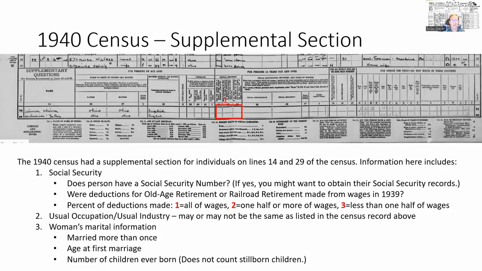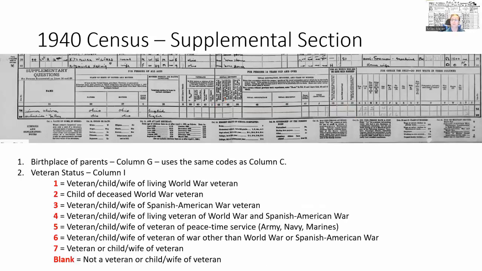And the usual occupation and industry would be indicated here also, along with the woman's marital status. So again, married more than once, age at first marriage, or the number of children born, which does not count stillborn children. And then you get the veteran status. So this will give you that information. The code numbers 1 through 7 indicates the veteran, child, or wife, and then what military branch they served in and which war event that they served in.